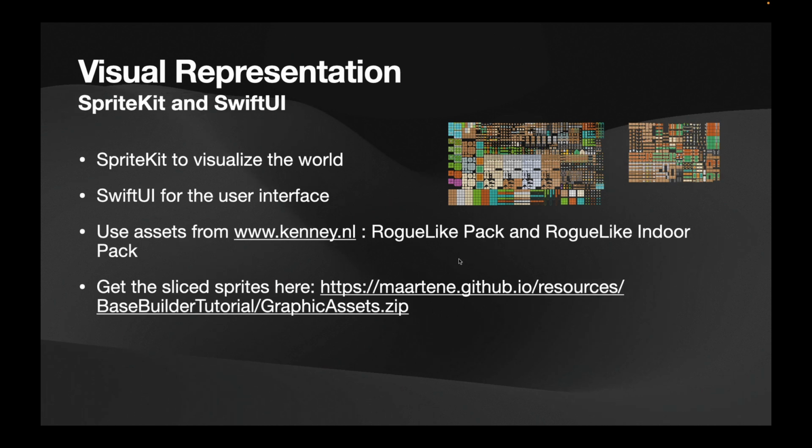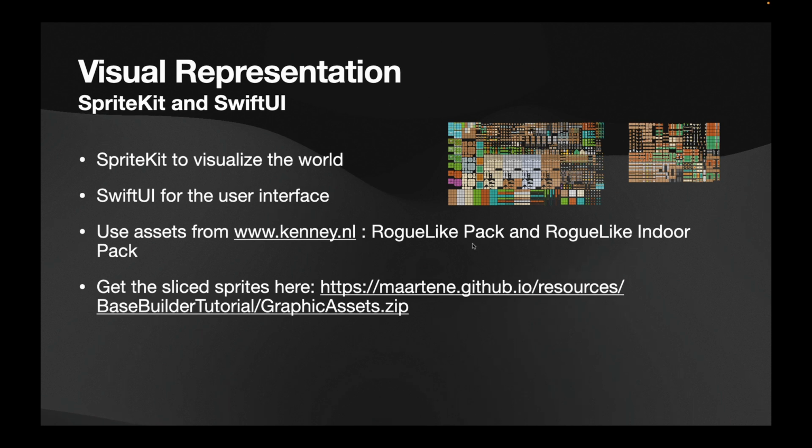Our visual representation is going to be pretty simple. So there's a bit more SpriteKit here than in the last one, which was really more of a terminal-based game. There is some interesting integration of SwiftUI for the actual user interface. We'll use assets from Kenney. He has a great roguelike pack and a roguelike indoor pack. But I created sliced sprites for you in this zip file, so that will speed you along. Make sure you don't have to cut out all the sprites manually yourself.